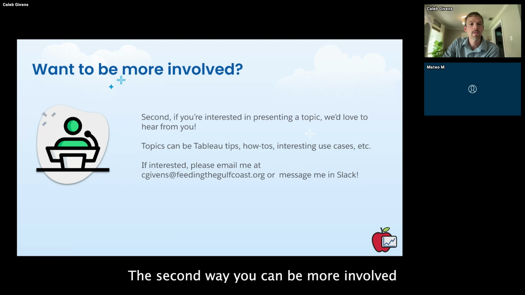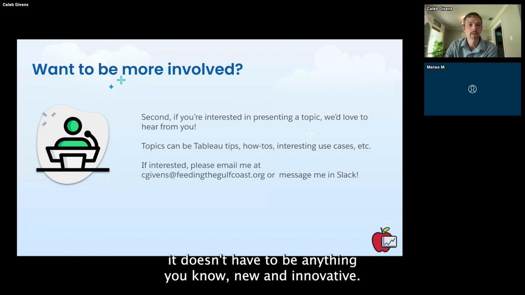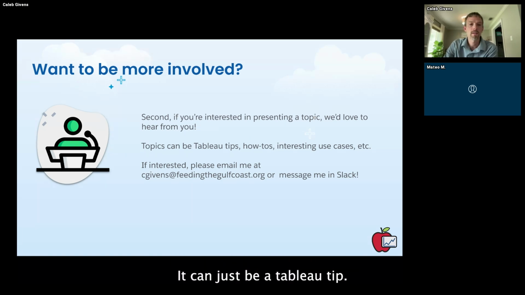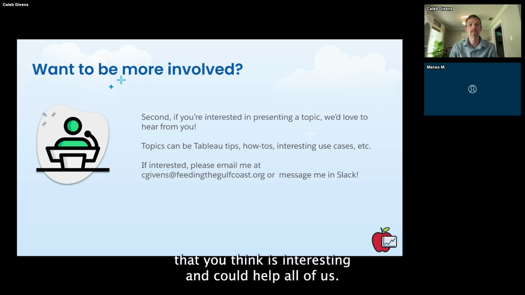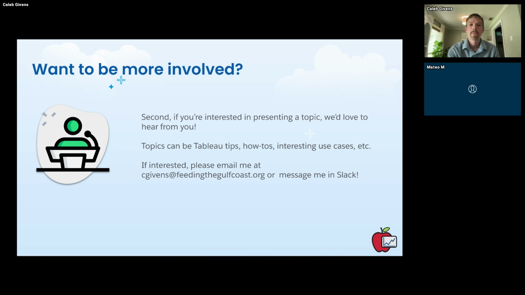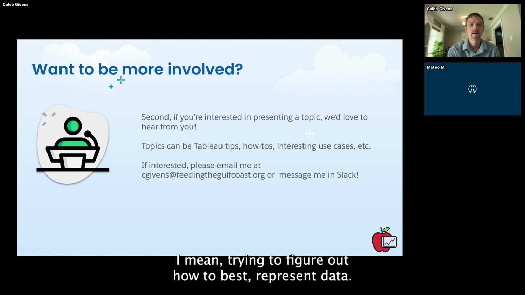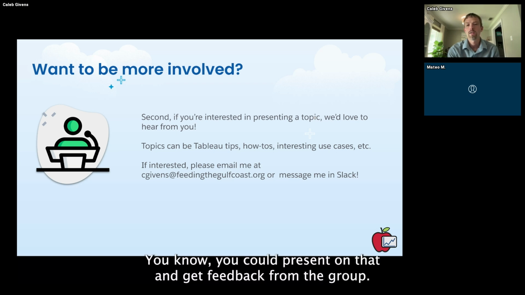The second way you can be more involved is to present during one of our meetings. It doesn't have to be anything new and innovative. It can just be a Tableau tip, something that you figured out that you think is interesting and could help all of us. It could be a how-to or just an interesting use case. It could also be maybe you have a problem. You're trying to figure out how to best represent data. You could present on that and get feedback from the group.